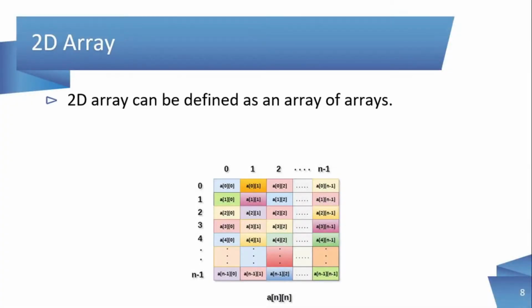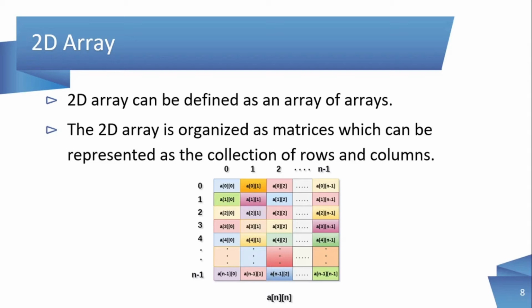Two-dimensional array. A 2D array can be defined as an array of arrays. The 2D array is organized as matrices which can be represented as the collection of rows and columns. 2D arrays are created to implement a relational database look-alike data structure. It provides ease of holding bulk of data at once, which can be passed to any number of functions wherever required.